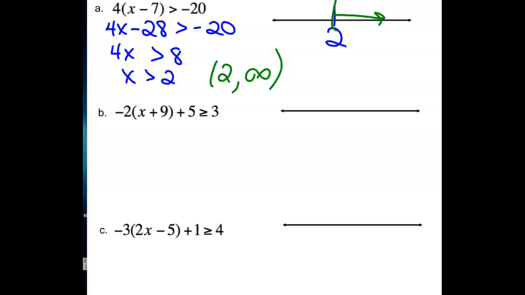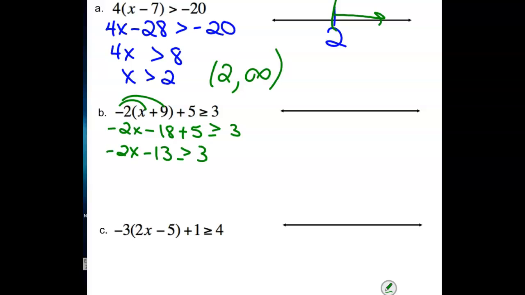We can go ahead and distribute that negative 2. We end up with negative 2x minus 18 plus 5 is greater than or equal to 3. Combining some like terms, negative 18 plus 5 is negative 13. Somebody else, what would our next step be? Add the 13 over and it gets us 16. Dividing out the negative 2. Now because we're dividing by a negative, we have to switch that inequality. So x is going to actually be less than or equal to 8. Sorry, negative 8.